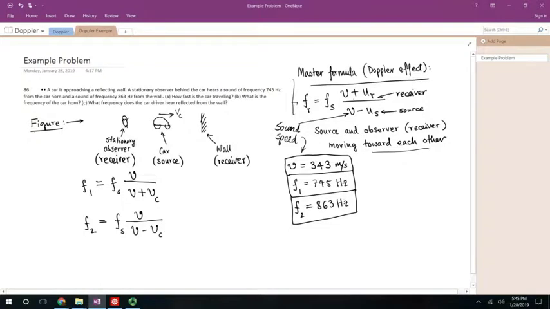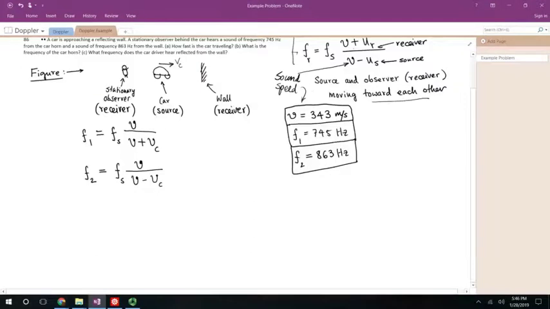And in fact, the first two parts of the problem, A, how fast is the car traveling, which is Vc, and what is the frequency of the car horn, Fs, those are the two unknowns. So our first step will be to take this first formula and, just taking the numerator of the right-hand side, write Fs times V is equal to F1 times (V plus Vc). And from the second formula, we have Fs times V is equal to F2 times (V minus Vc).